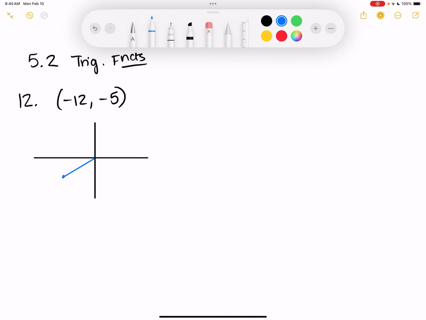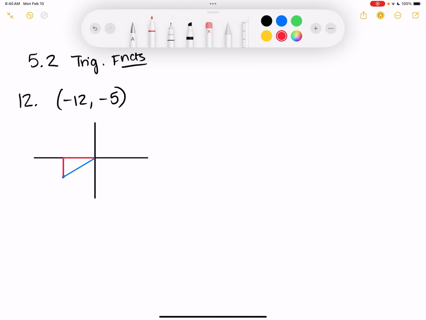So then it says to sketch an angle in standard position. Standard position means that it's touching the x-axis. Okay, so essentially I'm creating a triangle here with the x-axis where this point makes the hypotenuse with the origin.